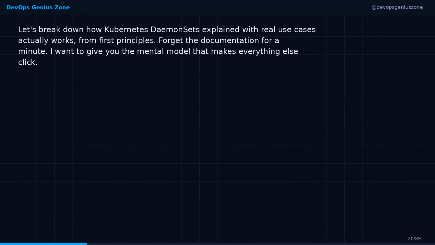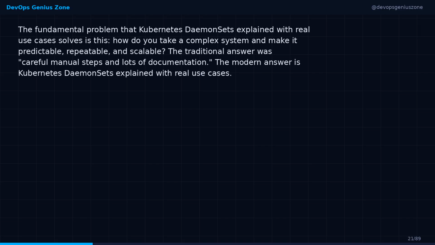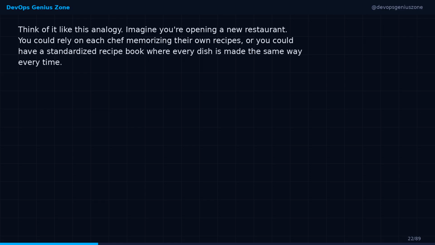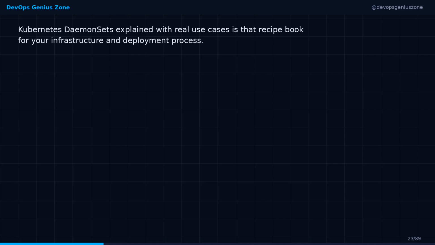Let's break down how Kubernetes DaemonSets actually work, from first principles. Forget the documentation for a minute. I want to give you the mental model that makes everything else click. The fundamental problem that Kubernetes DaemonSets solve is this: how do you take a complex system and make it predictable, repeatable, and scalable? The traditional answer was careful manual steps and lots of documentation. The modern answer is Kubernetes DaemonSets.